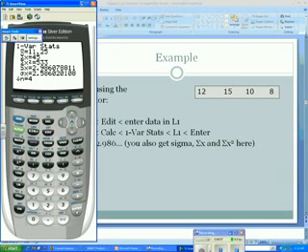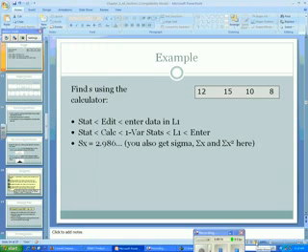Also, be sure that you're doing Sx for the sample standard deviation and not sigma. Sigma is the population standard deviation, and it gives you a slightly different value, and we'll talk about why when we get to doing that. Are there any questions?